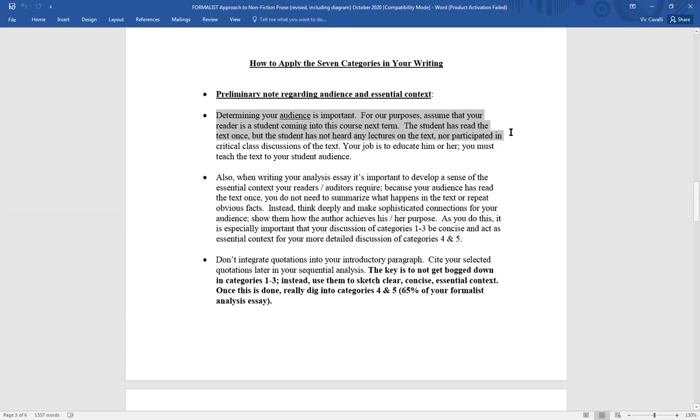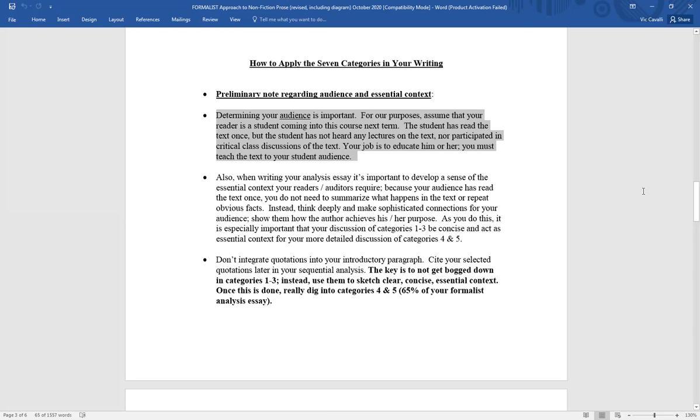The student has read the text once, but the student has not heard any lectures on the text, nor participated in critical class discussions of the text. Your job is to educate him or her. You must teach the text to your student audience. Notice that emphasis. You are the educator. You are the teacher. You are the one who has to show the critical thinking and move through the text and illuminate that text, help the student see what's really going on.